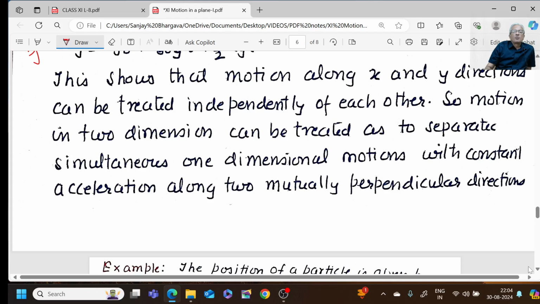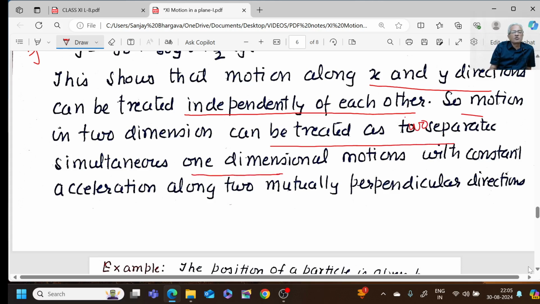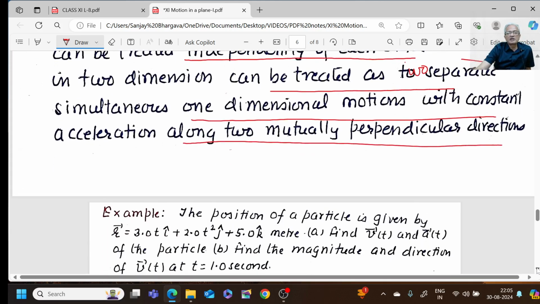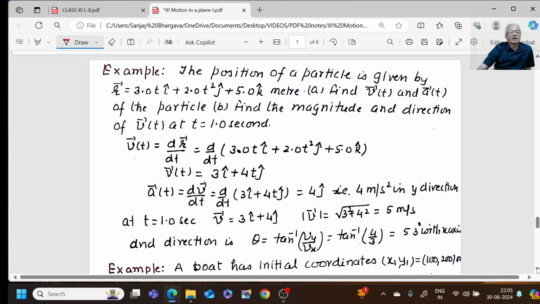This shows that motion along x and y directions can be treated independently of each other. So motion in two dimensions can be treated as two separate simultaneous one-dimensional motions with constant acceleration along two mutually perpendicular directions. So let us pick up certain examples to understand what we have done.